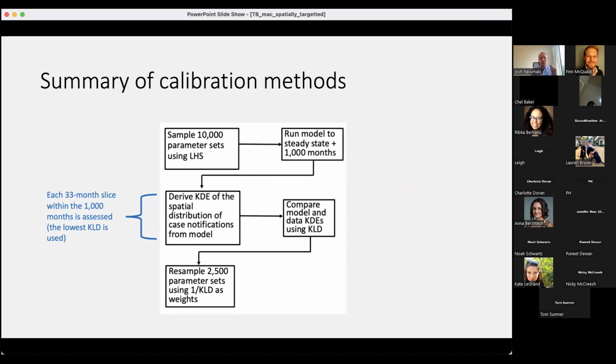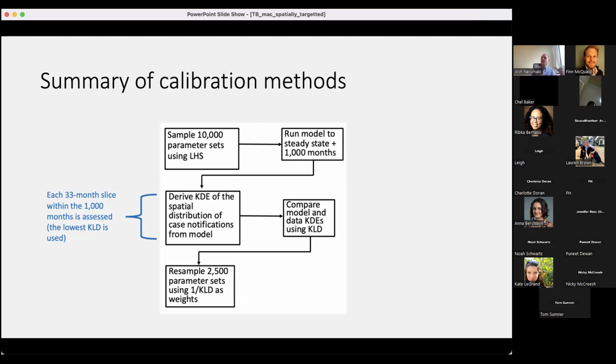We ran the model to steady state plus 1,000 months, and we ran it to steady state because we didn't know the age of the cluster of the cases in San Martin de Porres. So we made the assumption that, especially for reproducibility purposes, it's better to run it to steady state. Then we ran the model to steady state and longer.